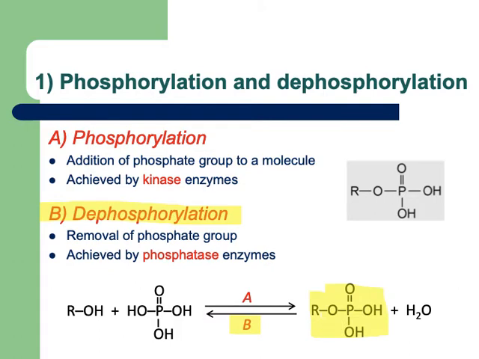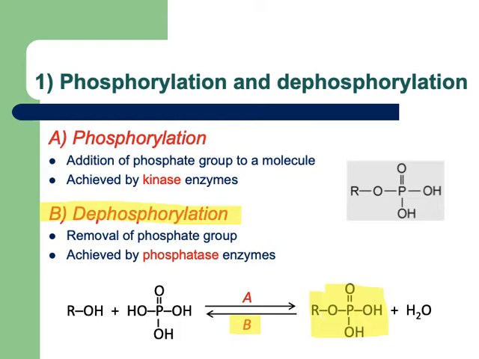Now let's talk about the opposite reaction of phosphorylation. This is known as dephosphorylation. It's the action of removing a phosphate group from a molecule. This is achieved through the enzyme phosphatase. So you need a phosphatase enzyme to remove a phosphate. If you don't have the enzyme, the reaction will not happen.